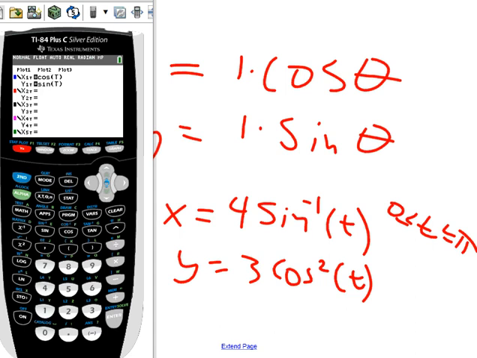Pausing. I was asked a good question. Why didn't I put cosine by the x? You don't have to. If you just want a circle, you should. But especially because I'm using inverse sine, all bets are off. It's totally different.